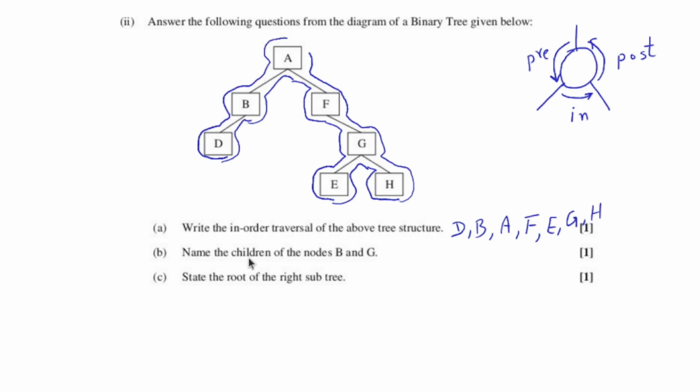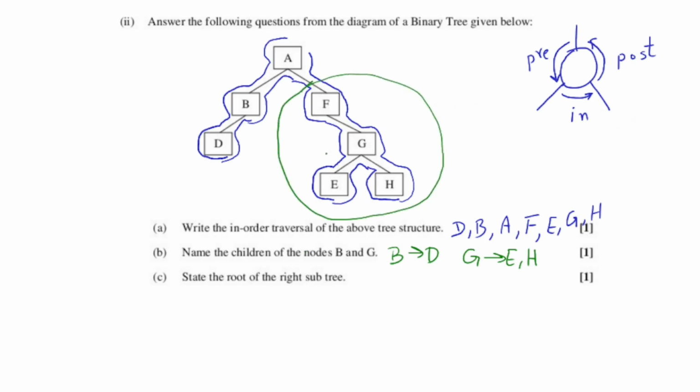The next question is, name the children of nodes B and G. So if you notice over here, the node B has only one child, that is D, and node G has two children, that is E and H. So this is E and H. The last part says, state the root of the right subtree. So right subtree means this subtree, and the root of right subtree is F. So the answer will be F.